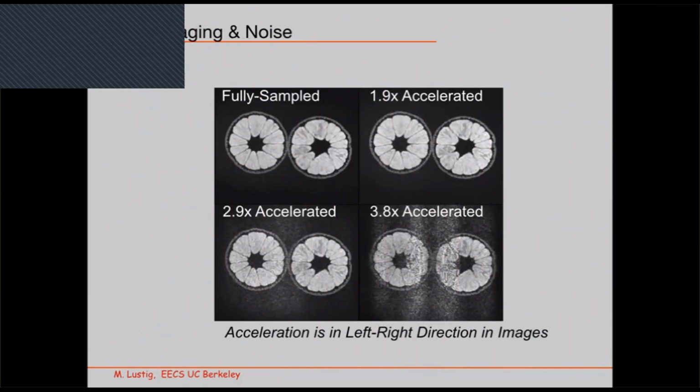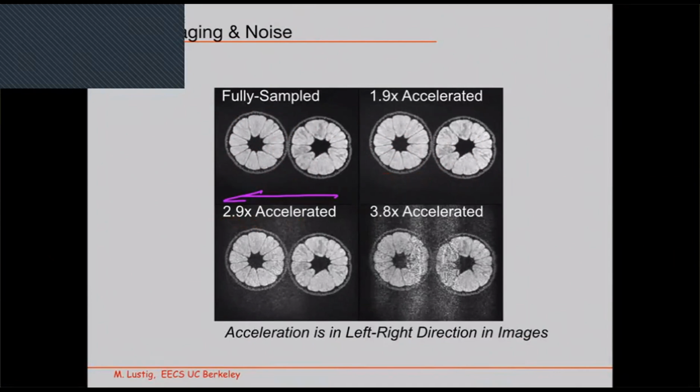So here is the result of parallel imaging and noise. These are, I don't know, some fruit. And this is a fully sampled acquisition, and we accelerate in the left-right direction, okay? So the acceleration is in this direction. We undersample phase encodes in this direction. This is an image that is 1.9x accelerated and looks pretty good. This one is 2.9x accelerated.